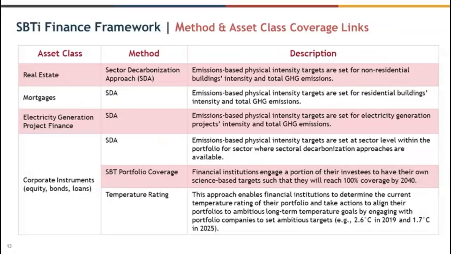But suffice to say that in this phase of this work, we have consciously narrowed the focus. We're not covering entire portfolios and everything that financial institutions are doing that affects emissions. What we're covering at this point is four asset classes. So it's really real estate, mortgages, electricity generation project finance, and then this broader group of corporate instruments, which includes equity and debt. And you can see here that we've mapped the particular methods onto these asset classes. Owen will be discussing this in greater detail as well.